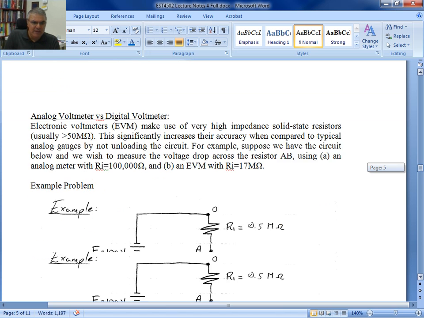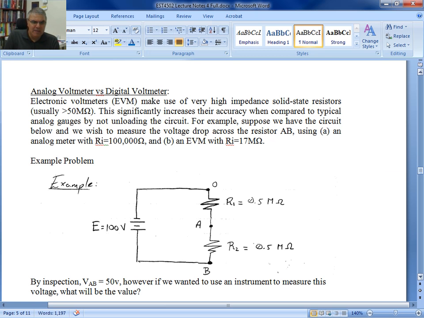I would like to go over an example here with you. This is an example problem, and we can go over that together. It would also be applied to the last one of the problems of your lab assignment.